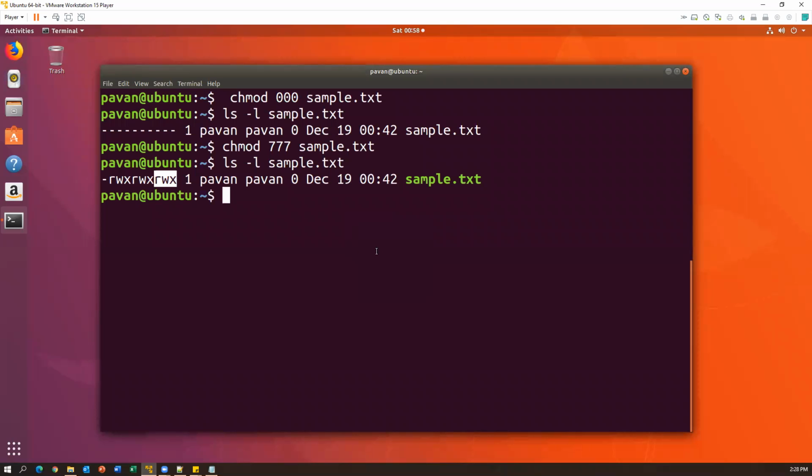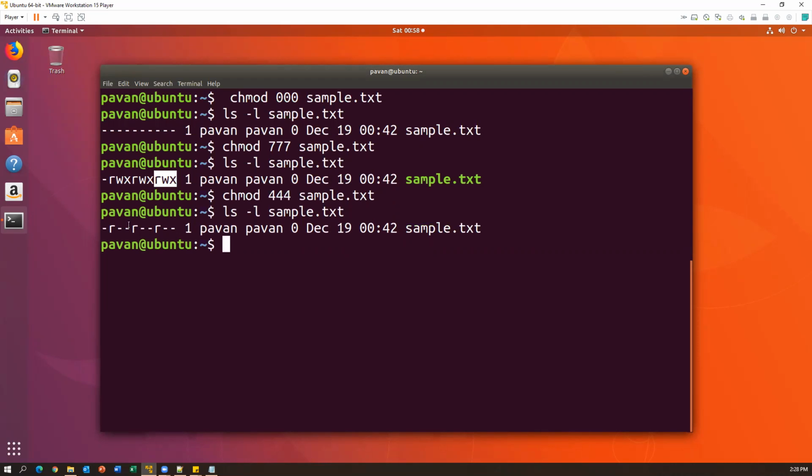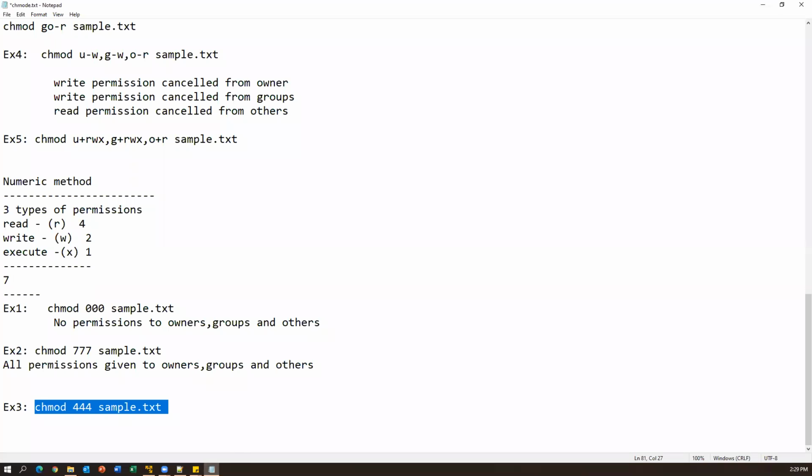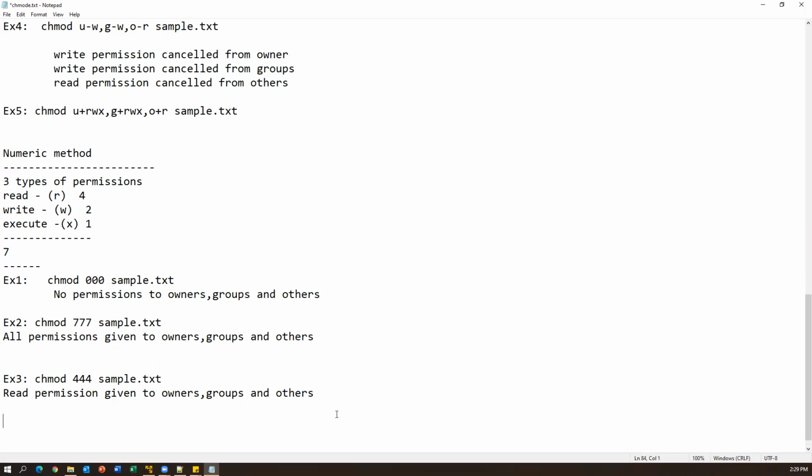Execute this command, and now execute ls -l sample.txt. Now we can see owners, groups, and others. Everyone has only read permission. That means I have given 444. 4 represents read, so owners have 4, groups have 4, others have 4. So I have given read permission to all 3 roles. This command provides read permission to owners, groups, and others.